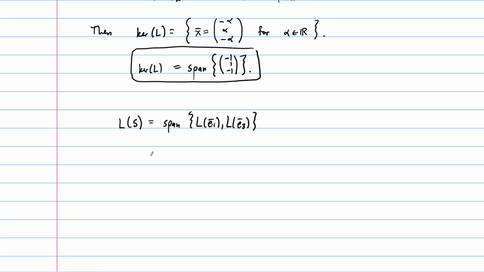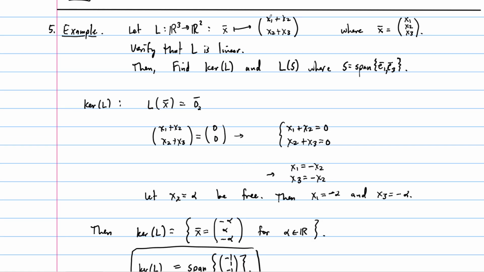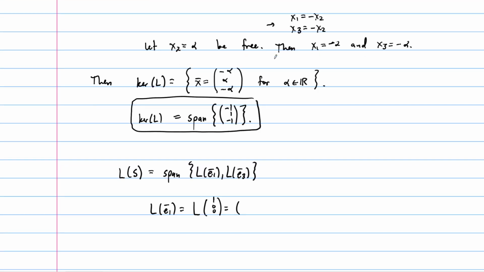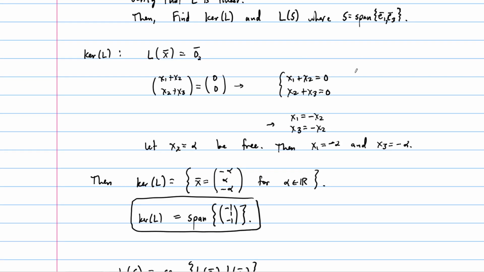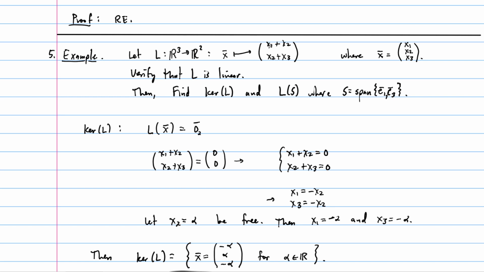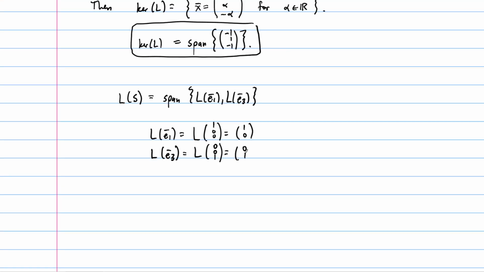All right, so let's see what these look like. So L of E1, this is L applied to 1, 0, 0, right? And so as an output, x1 is 1, everything else is 0. So it's going to be 1, 0. So there's the output of L of E1. Similarly, we can apply L to E3. I keep wanting to write a 2 there. L of E3, so L of 0, 0, 1, right? This is going to be what? Well, L of 0, 0, 1 is going to be 0 plus 0, so 0, and then 0 plus 1, so 1. So 0, 1.